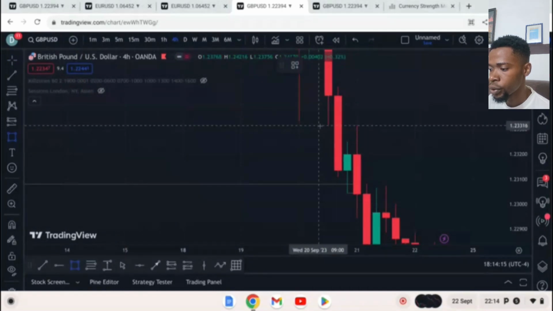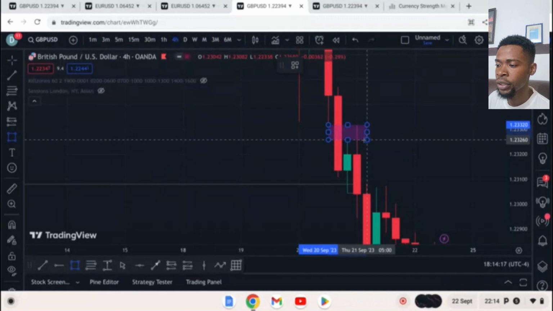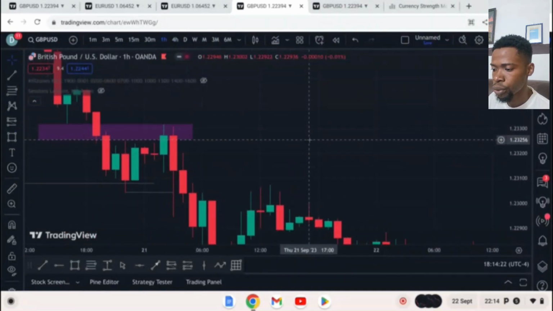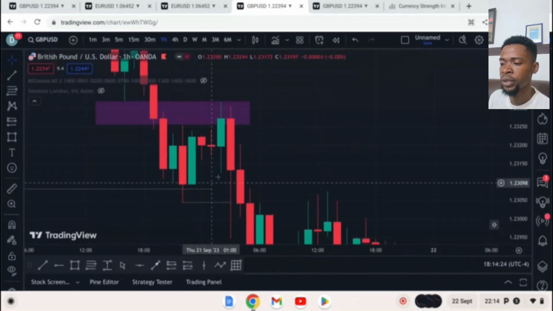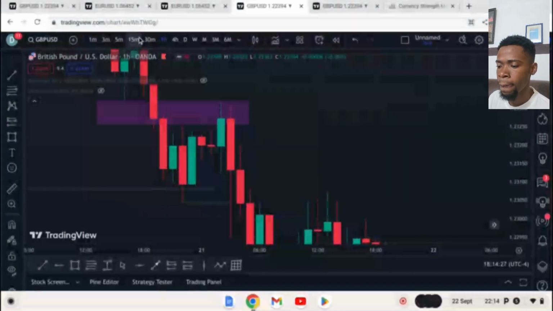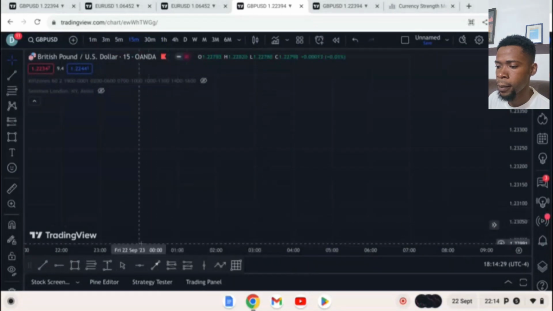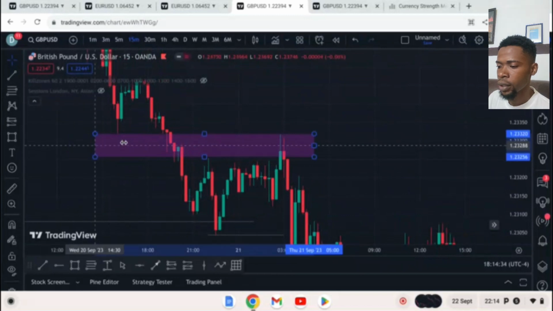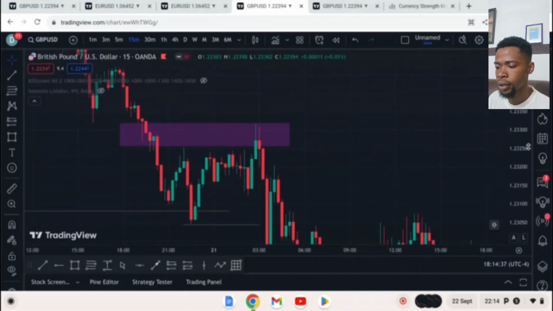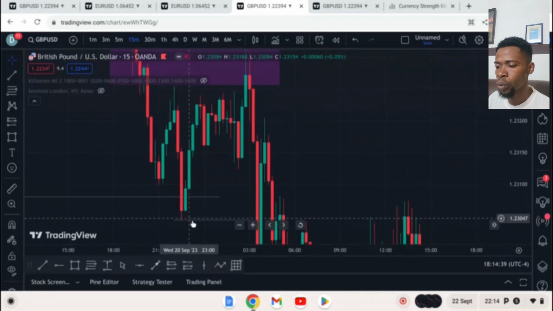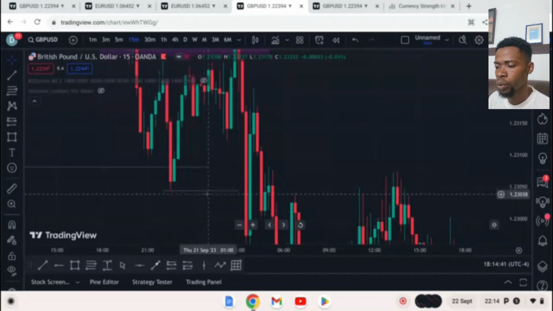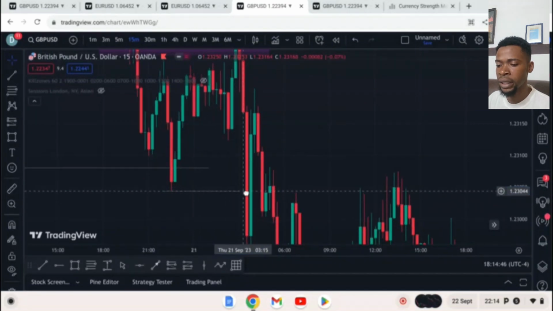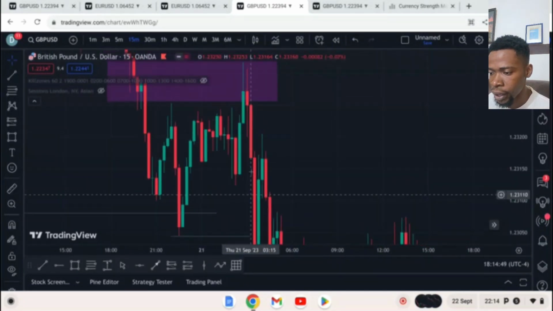So when the London session opened, which is from our 2, this is our 2 here. Let me come to the 30 minutes time frame so that it will be okay. So this is our recent low here. This one here is our recent low, then a recent high over here.